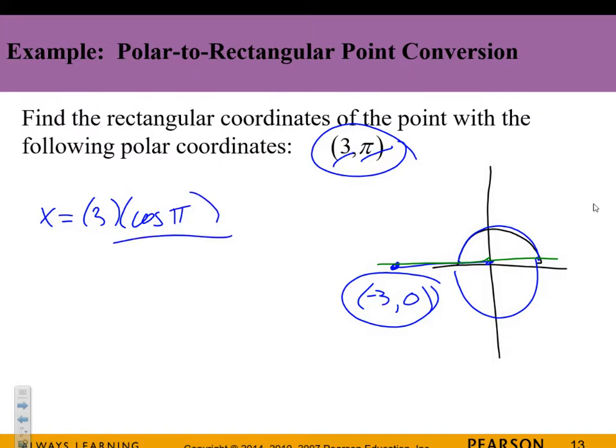It'll probably say negative 3. No, actually it will say negative 3. Do it. And then to get the other one, for y, you'd go y equals 3 sine pi.